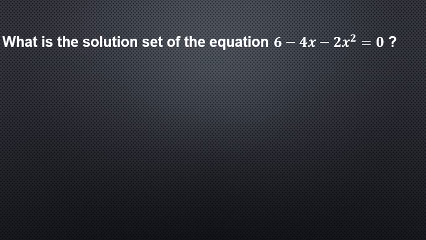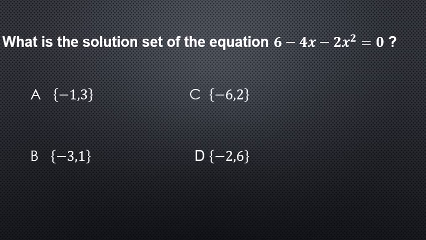What is the solution set of the equation 6 minus 4x minus twice of x to the power of 2, which is equal to 0? A: minus 1, 3. B: minus 3, 1. C: minus 6, 2. D: minus 2, 6. Okay, to find the solution set of this equation, we have what?